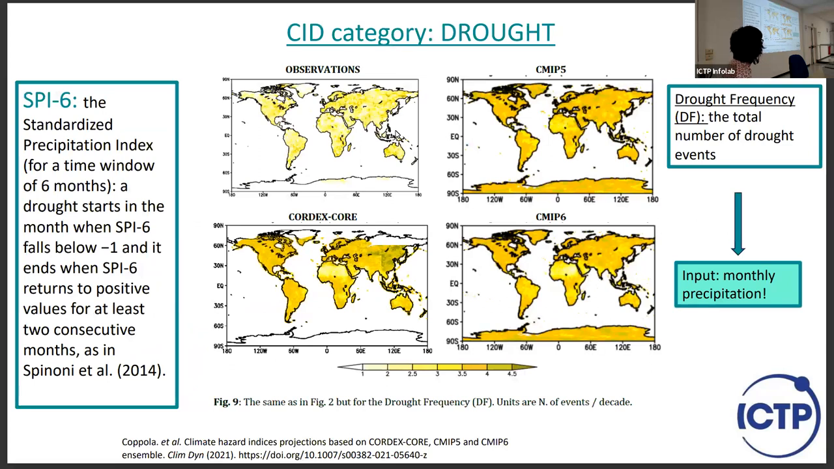This is an example of a computation of this index in terms of drought frequencies. We use as a base the computation of six months, so we use the time window of 6 months, and then we consider from the literature that a drought starts in the month when this index SPI6 falls below -1, and it ends when the same index becomes positive for at least 2 consecutive months. We count all the droughts computed in this way, and we have the drought frequency, so the number of drought events, here computed per decade.